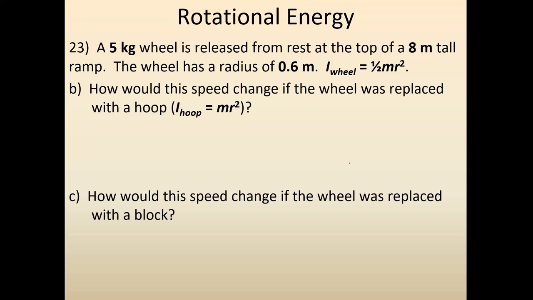All right, so part B says, how would the speed change if the wheel is replaced with a hoop? This is where we have to really think about what's going on and get into the habit of answering these questions as if this was an AP test, where we have to follow a logical set of steps. So we started with a wheel and now we have a hoop. What changed? Well, this 1/2 essentially became a 1. So my inertia increased.